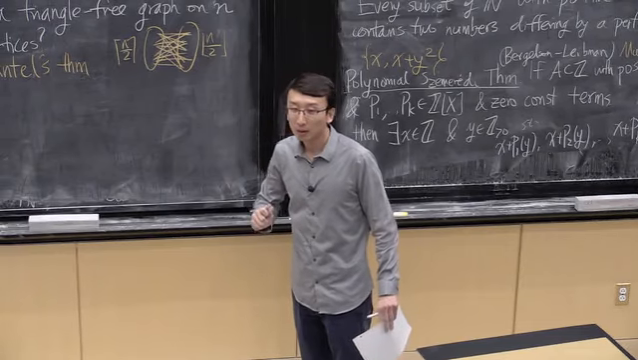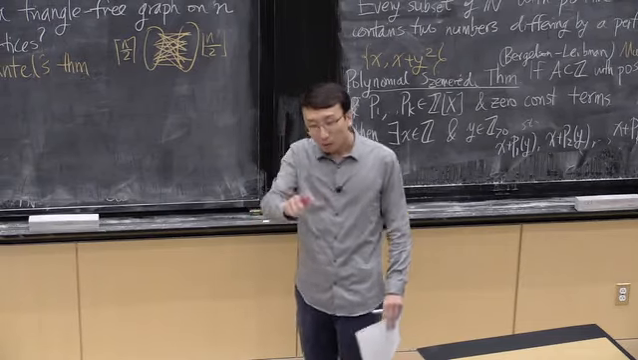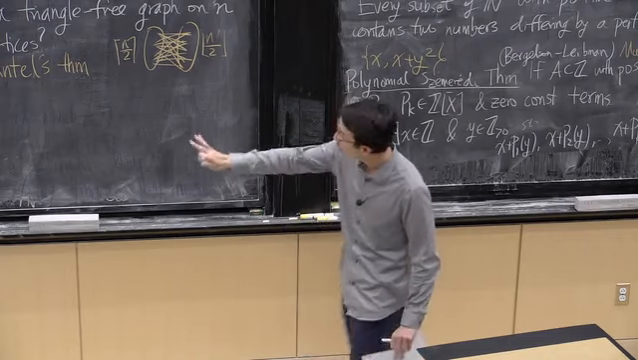Yep, question? What are the asymptotics for arithmetic progression-free subsets? Let me get to that in a second. Okay, so I'll talk about asymptotics in a second.